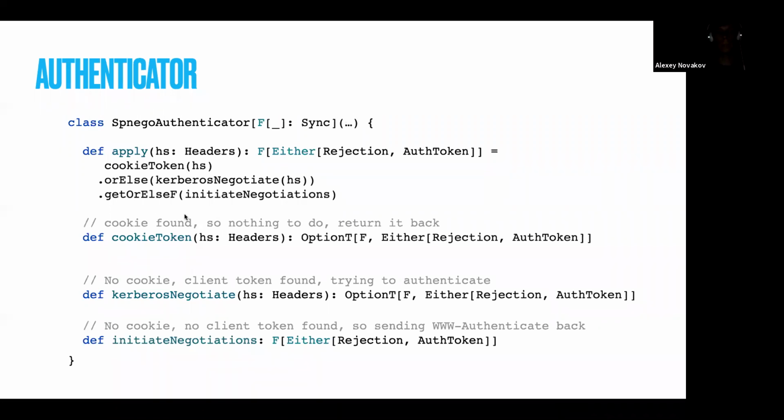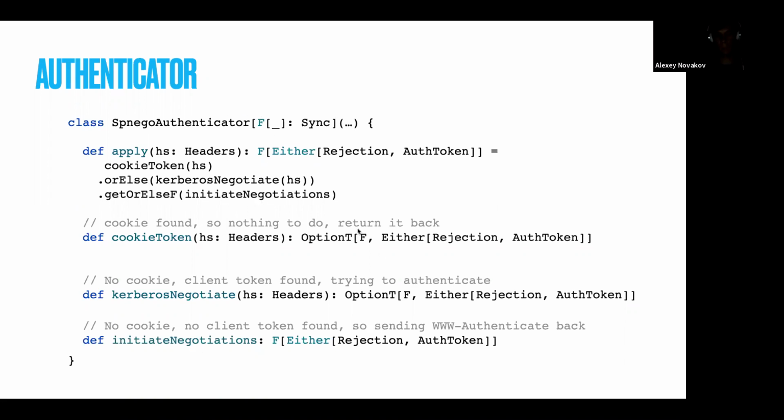And this flow actually can be composed using three functions: cookie token, Kerberos-based negotiation, and initiate negotiation. So what do they actually mean? You remember that the first time the user opens the website, the server usually sends a challenge back to the user that the user needs to reply with. And for that, we're going to use the third function.